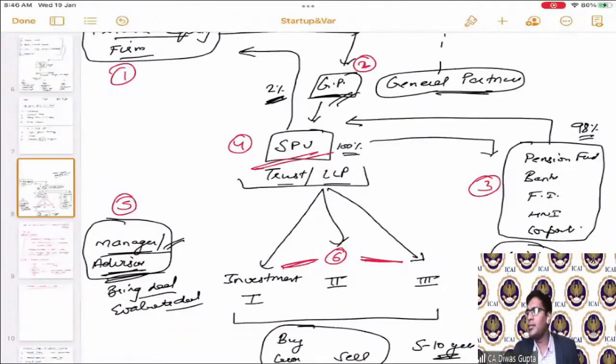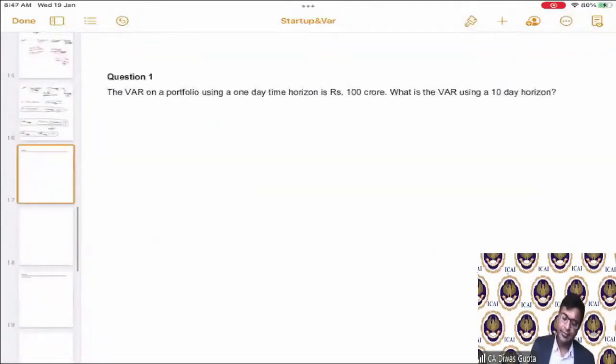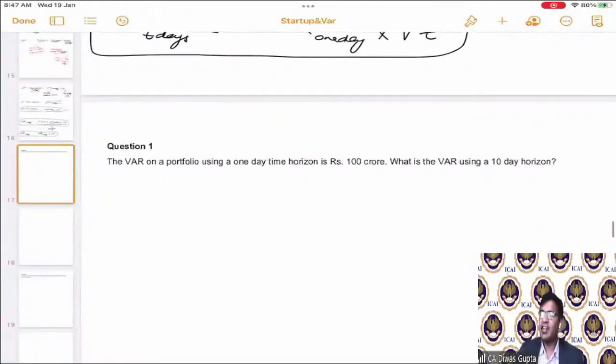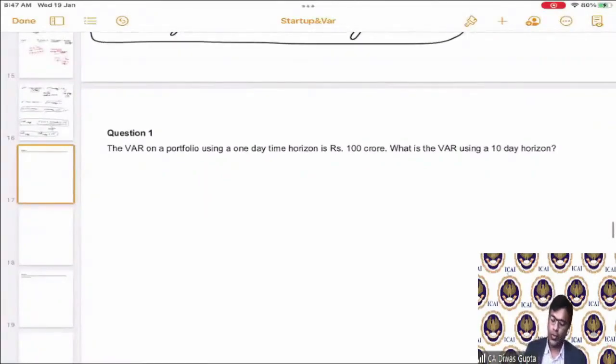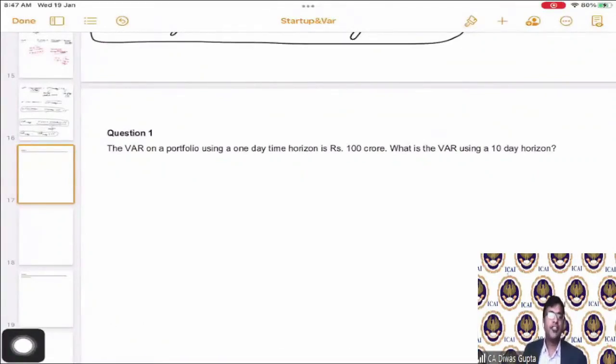Sairam is asking, sir, in exam, is the Z score value given or not? Definitely, Sairam. Either it will be given in the question or you will be given a direction on how to calculate the Z score in the examination. We will solve the questions and see how we can find it. Now, I think the VaR is clear. Now let's go to question number 1. Yes, all set. The VaR on a portfolio using 1-day time horizon.